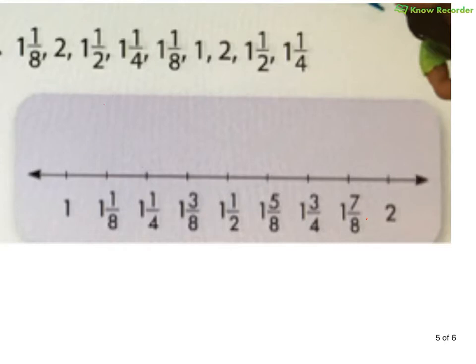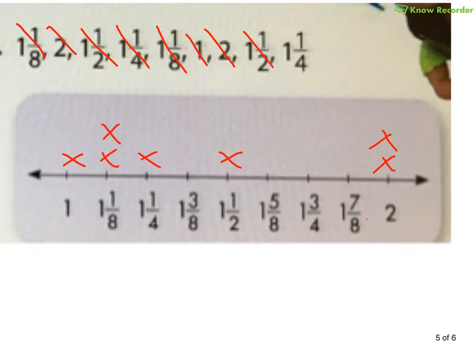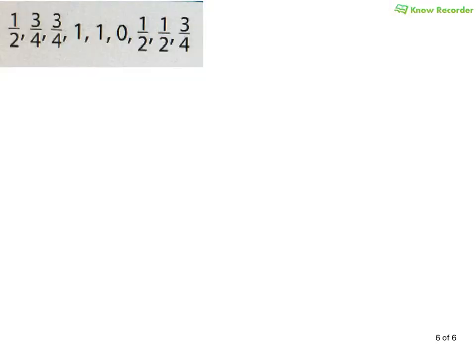Again, they gave it to us, so we're just doing 1 1/8, 2, 1 1/2, 1 1/4, 1 1/8, 1, 2, 1 1/2, 1 1/4. Notice my x's are pretty much in line. They always should be. All right, finally they want me to make one last one.